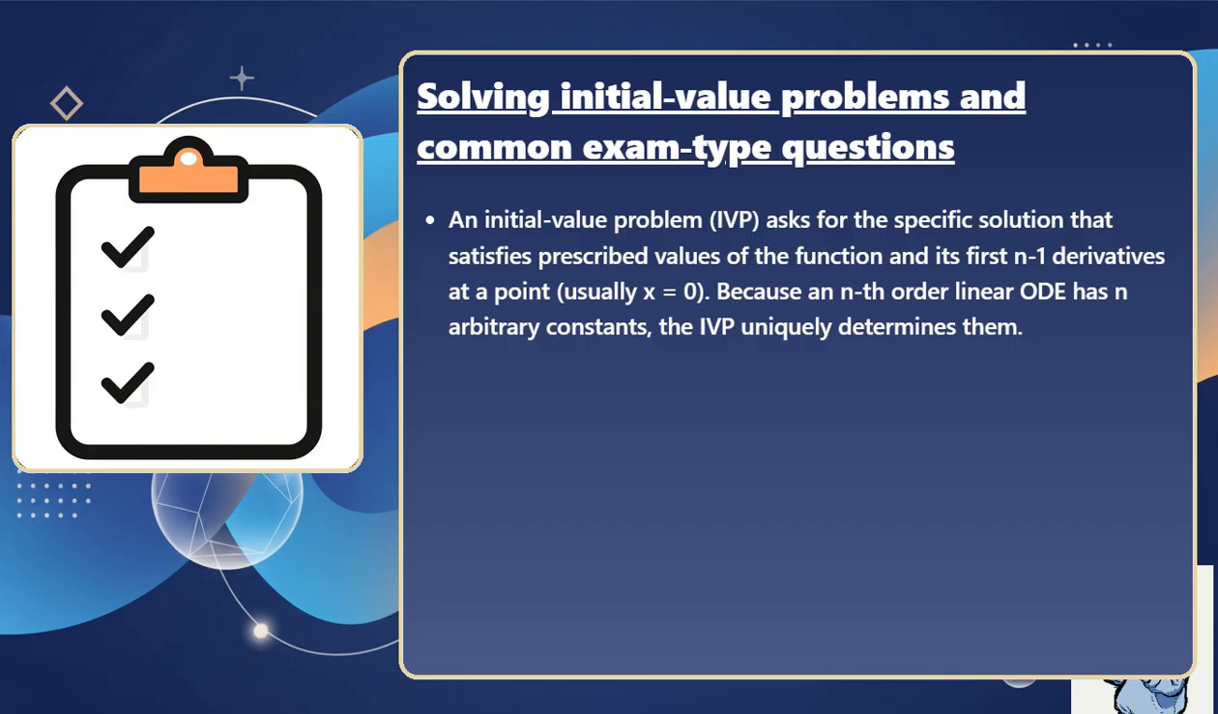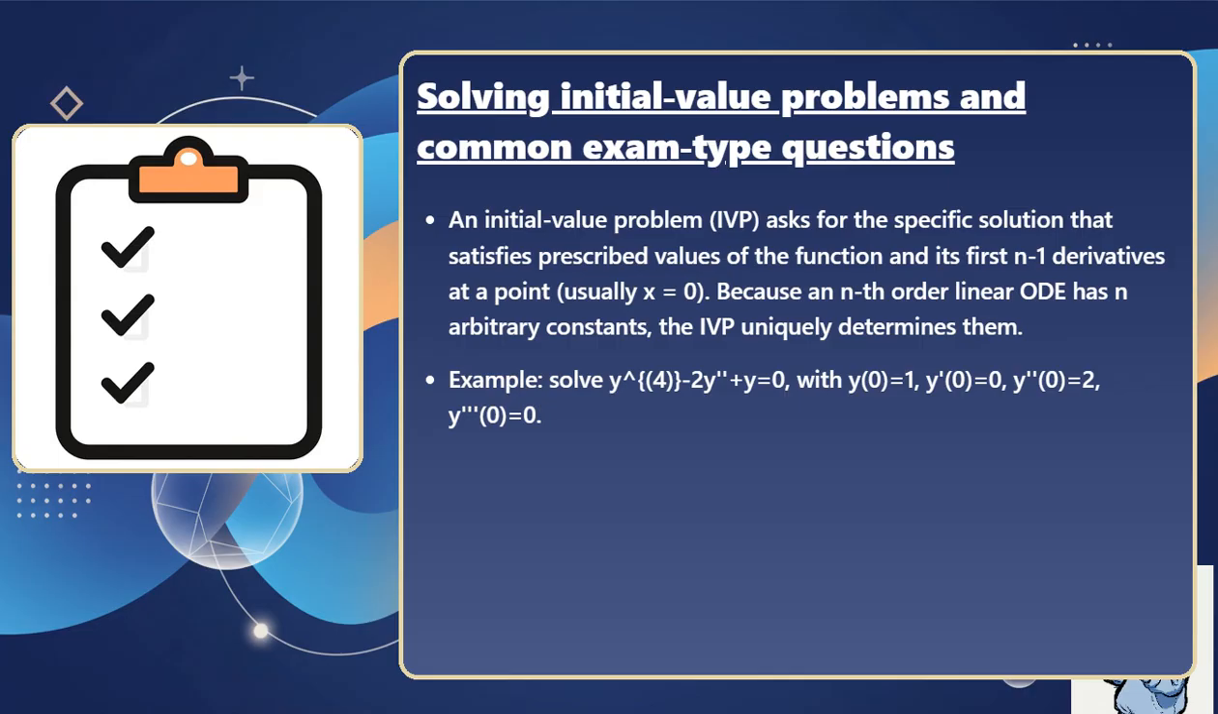An initial value problem, IVP, asks for the specific solution that satisfies prescribed values of the function and its first n-1 derivatives at a point, usually x equals 0. Because an nth order linear ordinary differential equation has n arbitrary constants, the initial value problem uniquely determines them.